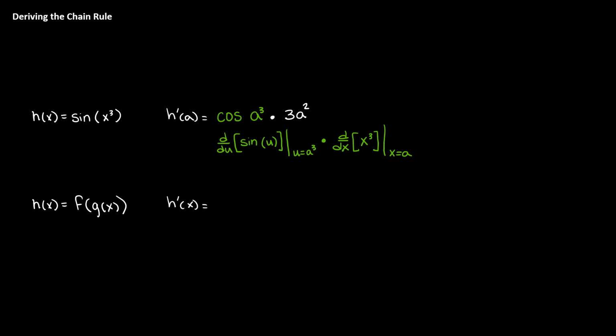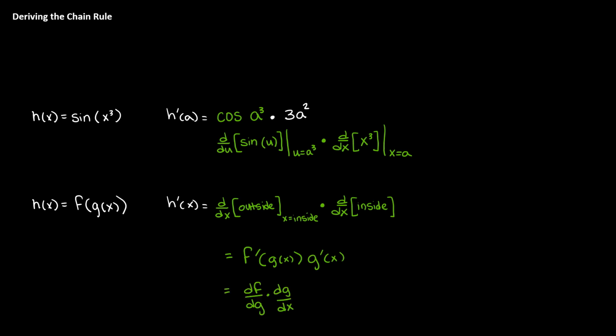So to find this derivative, we would take the derivative of the outside and then plug that inside function back in, multiply it to the derivative of our inside function. Using our prime notation, that would look like f prime with g of x plugged inside of that derivative, then multiply by g prime. Or we can use the fraction notation where we have df dg, so the derivative of the outside function f with respect to its respective inside variable g, then multiply the derivative of the inside function dg dx. And this is our chain rule.